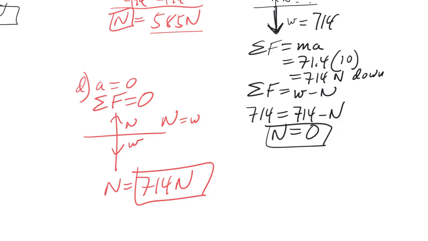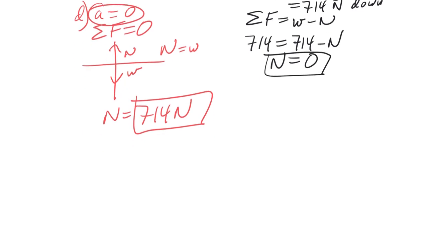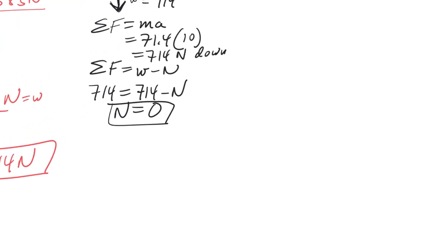Now, it could be stopped if acceleration is 0. It could be stopped at rest. It could be moving up at some constant speed, or it could be moving down with some constant speed. We don't know. We just know the acceleration is 0.